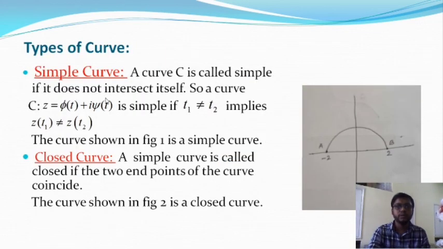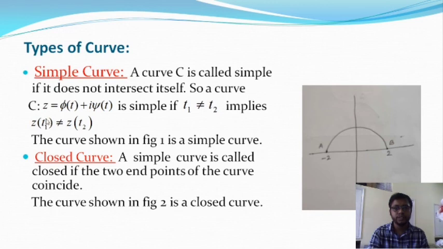Okay, next we will talk about some definitions of curves in an Argand plane. First we will talk about the simple curve. So what is a simple curve? A simple curve is basically where the beginning point and the end point of a curve are not coincident. A curve C is called a simple curve if it does not intersect itself. That means the beginning point and the end point are not coincident.